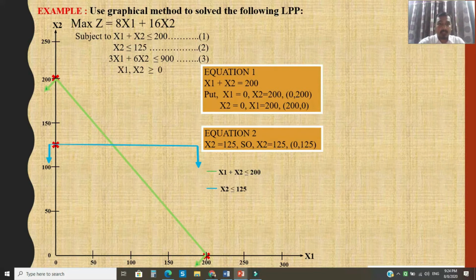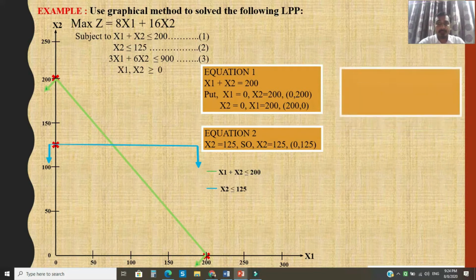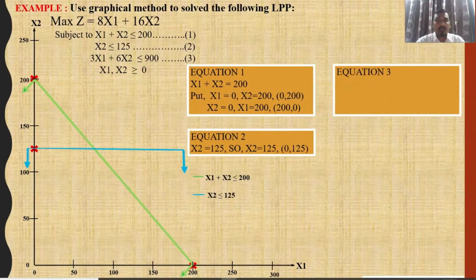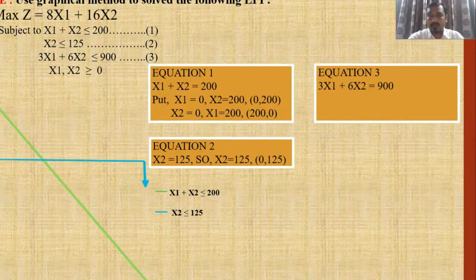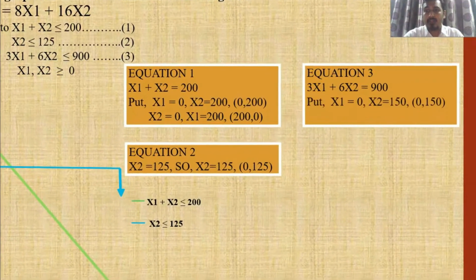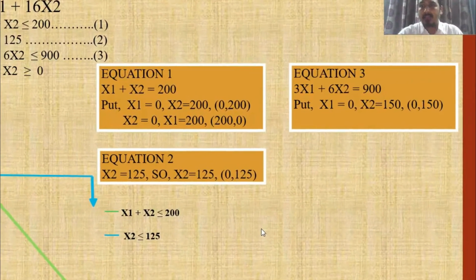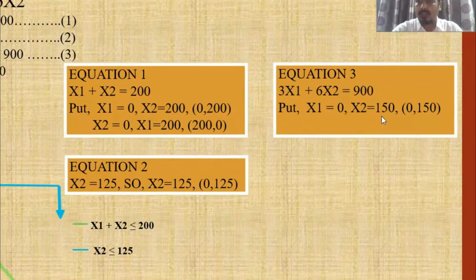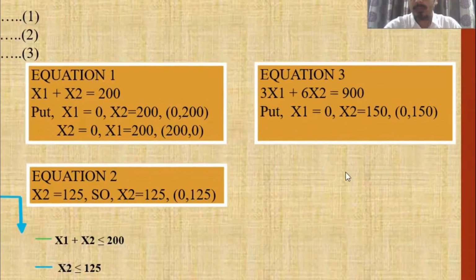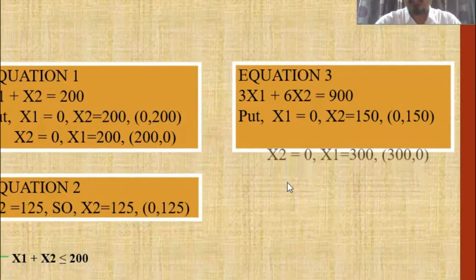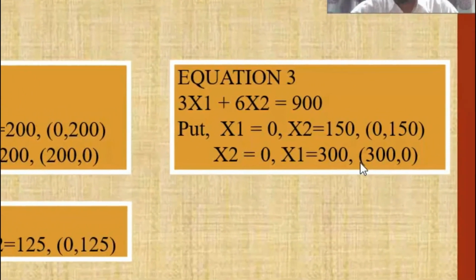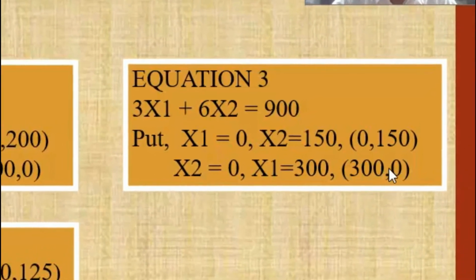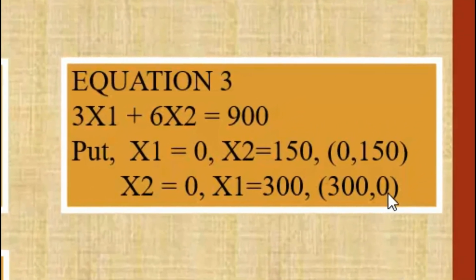Let's see the third constraint. 3x1 plus 6x2 is equal to 900. Same here, put x1 is equal to 0. So we can easily find the value of x2 is 150. So the coordinate is 0 and 150. In the same equation, x2 is equal to 0. So here x1 is equal to 300. So the coordinates are 300 and 0.